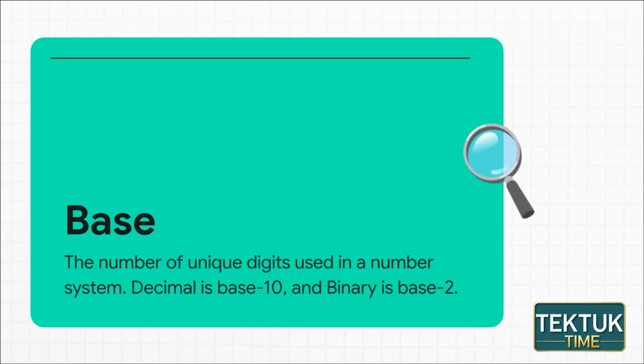Now, the concept that kind of glues all this together is called the base, and it's super simple. A system's base is just how many unique digits it has to work with. So for us, since we use 10 digits, we're base 10. For a computer with only 2 digits, it's base 2. Getting this one little idea is pretty much the first key to unlocking this whole translation thing.